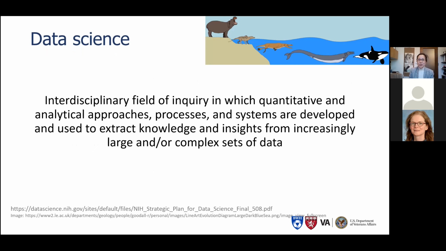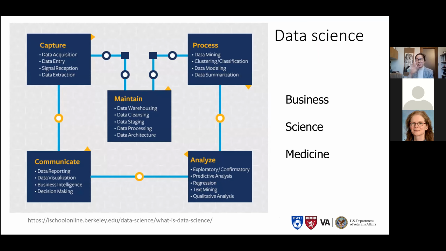So I'm going to just switch back to starting with talking about the broader topic of data science, which I think, the definition itself has evolved over time. The NIH describes it as an interdisciplinary field of inquiry in which quantitative and analytic approaches, processes, and systems are developed and used to extract knowledge and insights from increasingly large and/or complex sets of data. That was a mouthful.